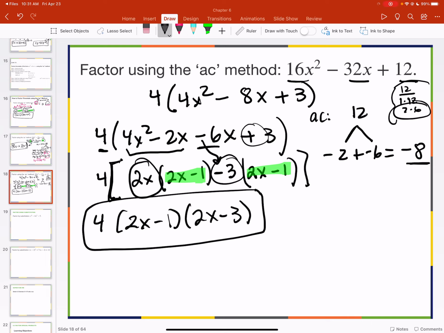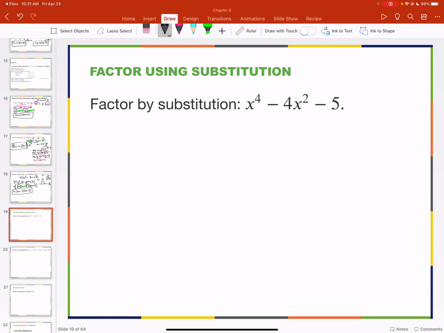Let's see. Is there anything else I want to tell you? Okay. One other thing I want to talk about is factoring by substitution. You can factor by substitution when you see that there's a pattern in the exponent. Notice this is not a square term. This is a 4th power. But the ratio from the first term to the second term when we're talking about exponents is 2 to 1. So technically, we could use it as a quadratic, and let me show you how.